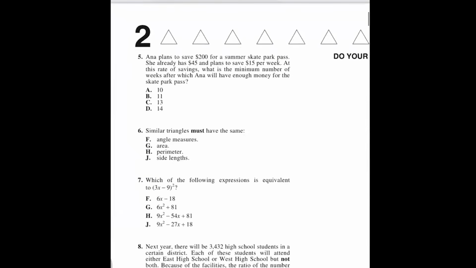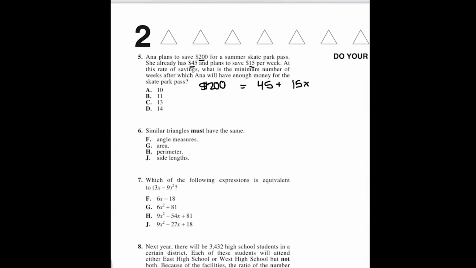So on number five, Anna plans to save $200 for a summer skate park pass. She already has $45 and plans to save $15 per week. At this rate of savings, what is the minimum number of weeks after which Anna will have enough money for the skate park pass? So she needs $200, and then she already has $45 and can save $15 per week.